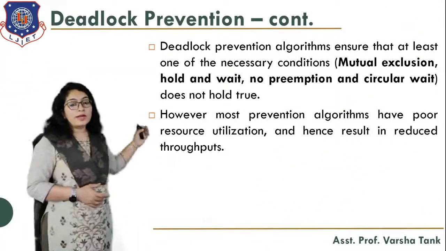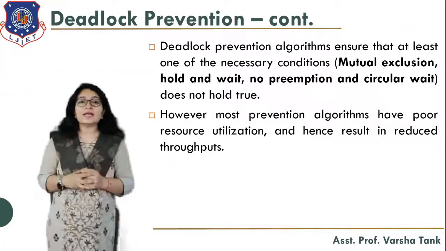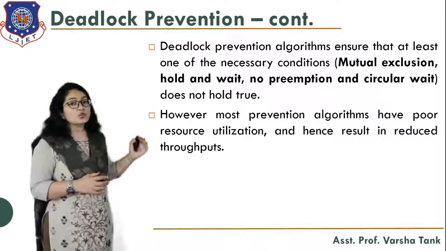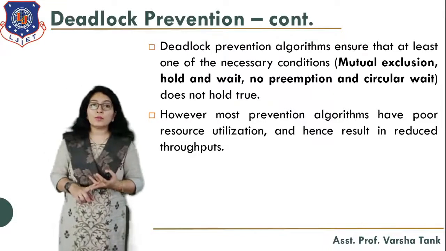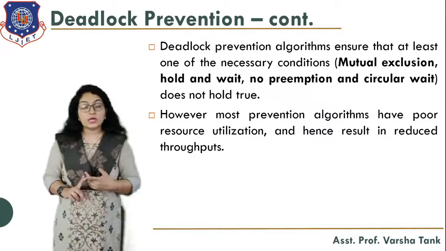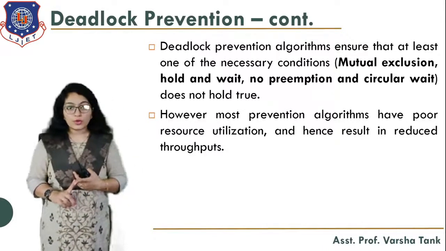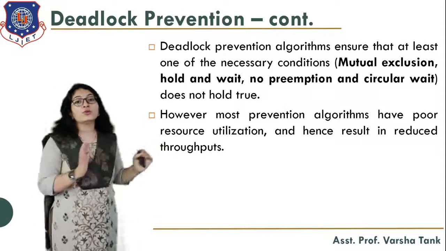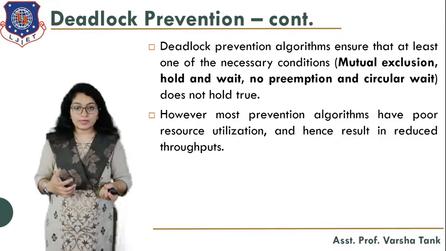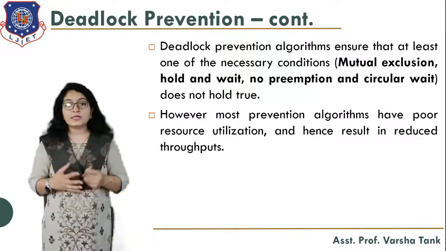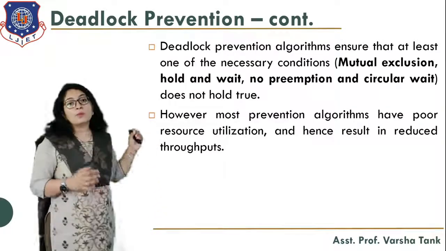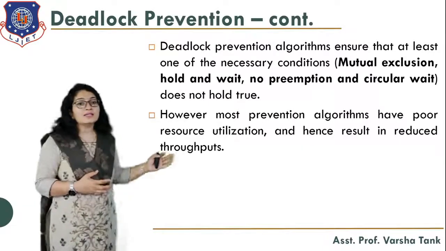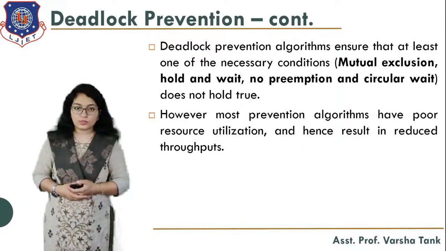Now, a deadlock prevention algorithm ensures that at least one of the necessary conditions does not hold true. Which are these conditions? Mutual exclusion, hold and wait, no preemption, and circular wait. Deadlock prevention means that this condition does not hold true, which we have to keep in mind when we are preventing deadlock. However, most prevention algorithms have poor resource utilization and hence result in reduced throughput.